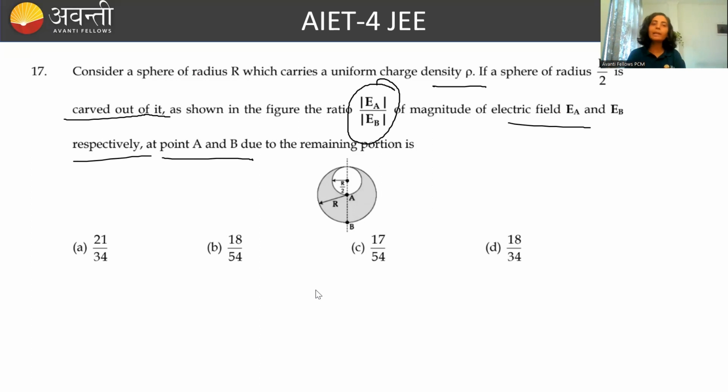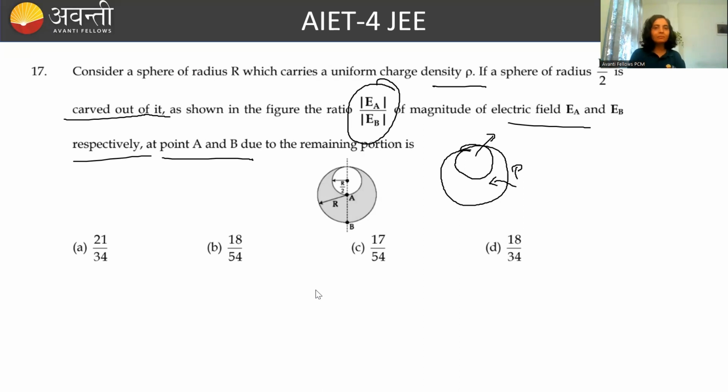So we are calculating the electric field because of this system. The system is what? There was a sphere of radius r, but from it a sphere of radius r by 2 is taken out, and the volumetric charge density given is rho. We have to calculate the electric field at the two points A and B, and find their ratio. Okay? So see how we will do it.